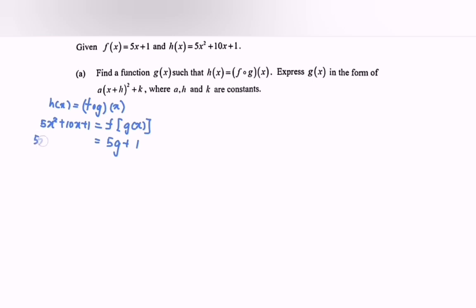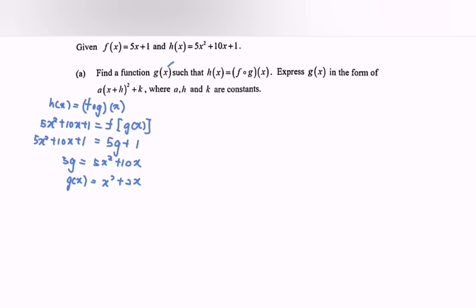On the left hand side we have 5x squared plus 10x plus 1. Rewrite the situation. So we have 5g equals 5x squared plus 10x. So g(x) equals x squared plus 2x. Kindly refer to the situation. We already found g(x), now express g(x) in the standard form.